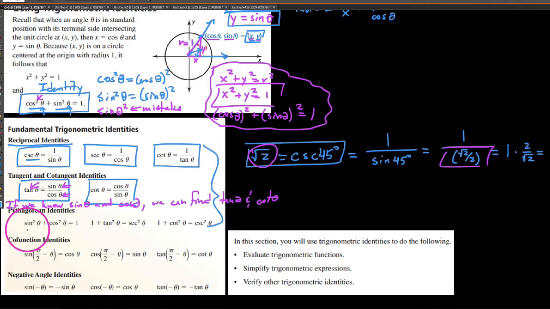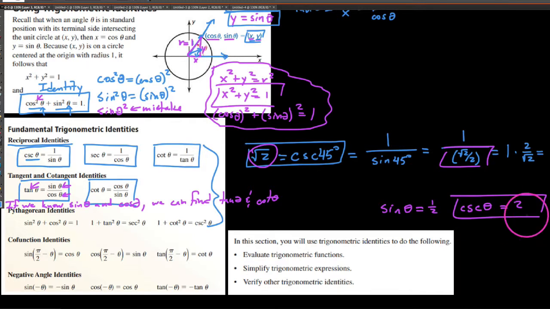So the implications here would be, let's say for instance, I know that the sine of an angle is a half. Automatically, I would know that the cosecant of this angle is 2 over 1. But at the same time, because of our Pythagorean identity here, it says that if you know sine, you can go find cosine.